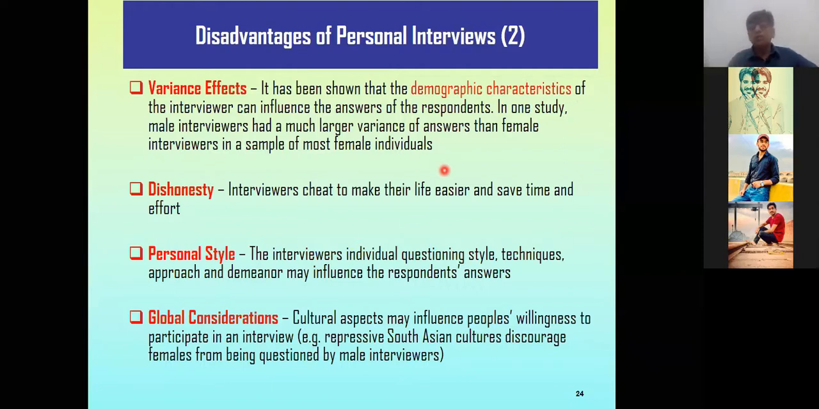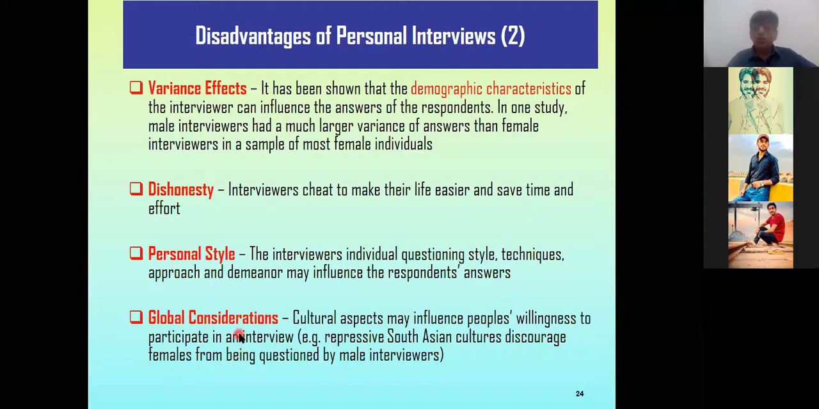For example, if an old person is to conduct the interview of young people, it is another demographic issue depending on the age. And then dishonesty is there. Interviewers may cheat to make their life easier and save time and effort. And then personal styles are there. Every person has a different style. Different interviewers take interviews on the TV channels, and you find that they have their own styles. Sometimes their styles also negatively affect the interview.